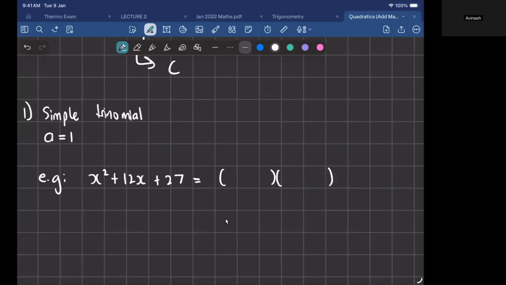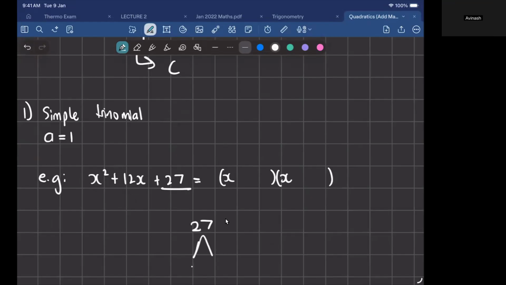Yes, sir. Okay, so x squared. Avinash, first things first, how would you multiply to get back x squared? What by what is x squared? X by x. Right. Then you're going to look at 27. How could you multiply to get 27 and add to give you 12?